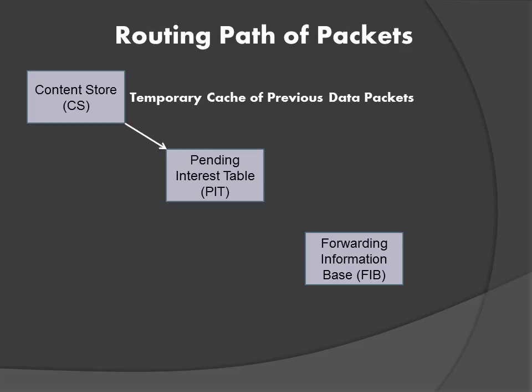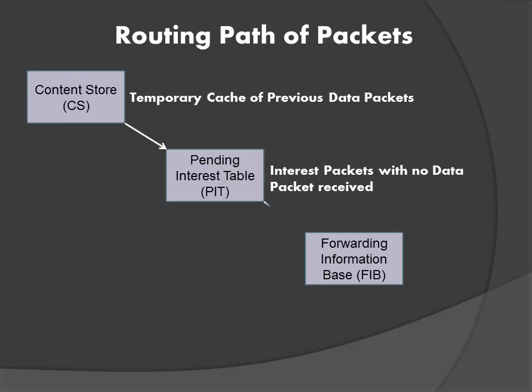And the pending interest table is where interest packets that have no data packets returned are stored. So again, if you've sent out a packet for google.com but it has not yet been returned, you're going to find it in the pending interest table. This is also where you're going to find that nonce, or random identifier, is assigned. And I will go into that a little more thoroughly a little bit later.